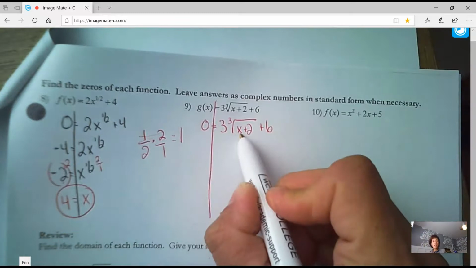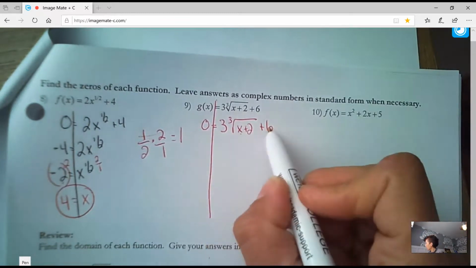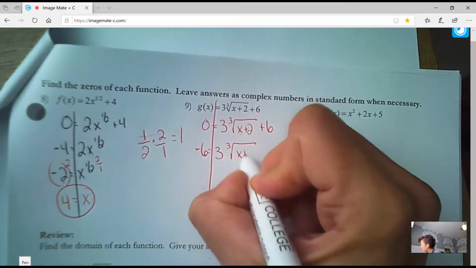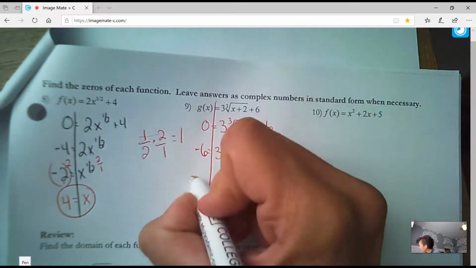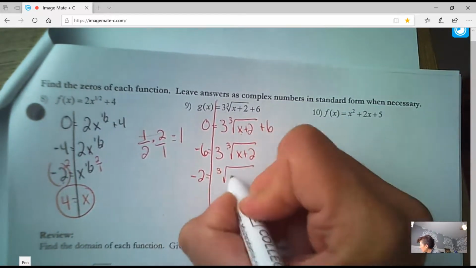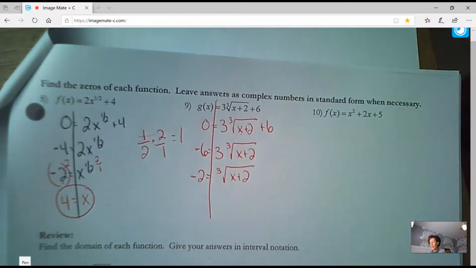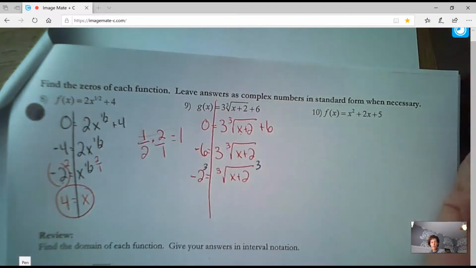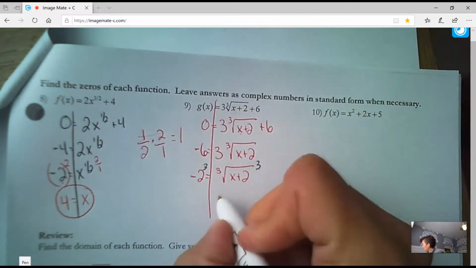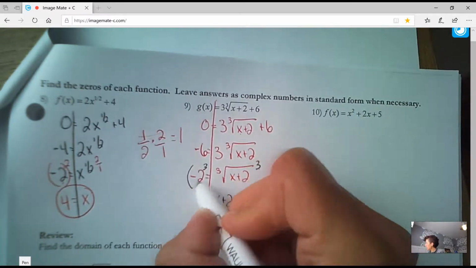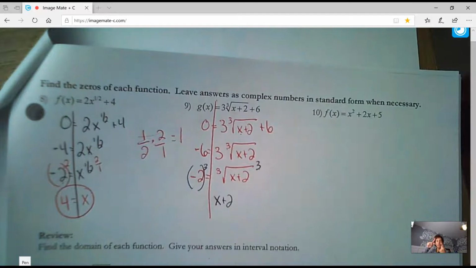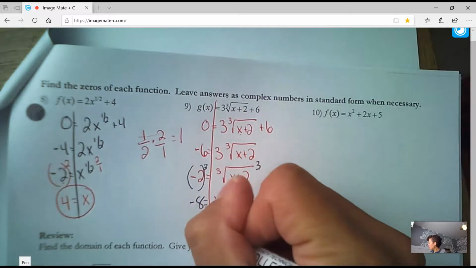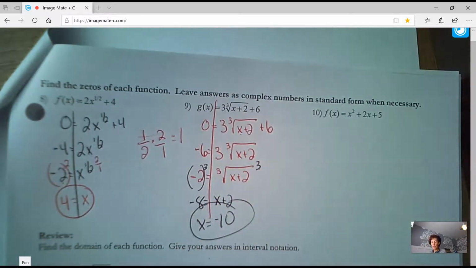And now I just need to isolate the x. So start moving stuff over. Subtract 6. And then I'll divide by 3. And now to get rid of a cube, I will cube all sides. So this cube undoes the cubed root, and I'm left with x plus 2, and -2 cubed, again, put that -2 in parentheses, is -2 times -2 times -2, that's -8, and then once I subtract the 2, I've isolated x, and I get my answer of -10.